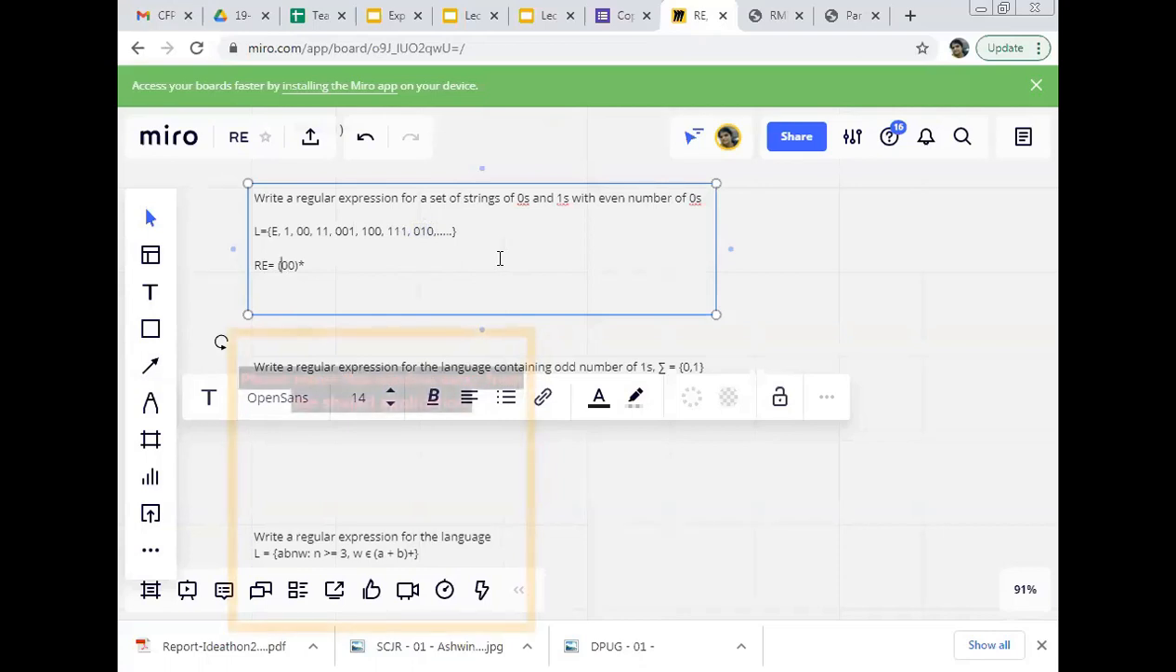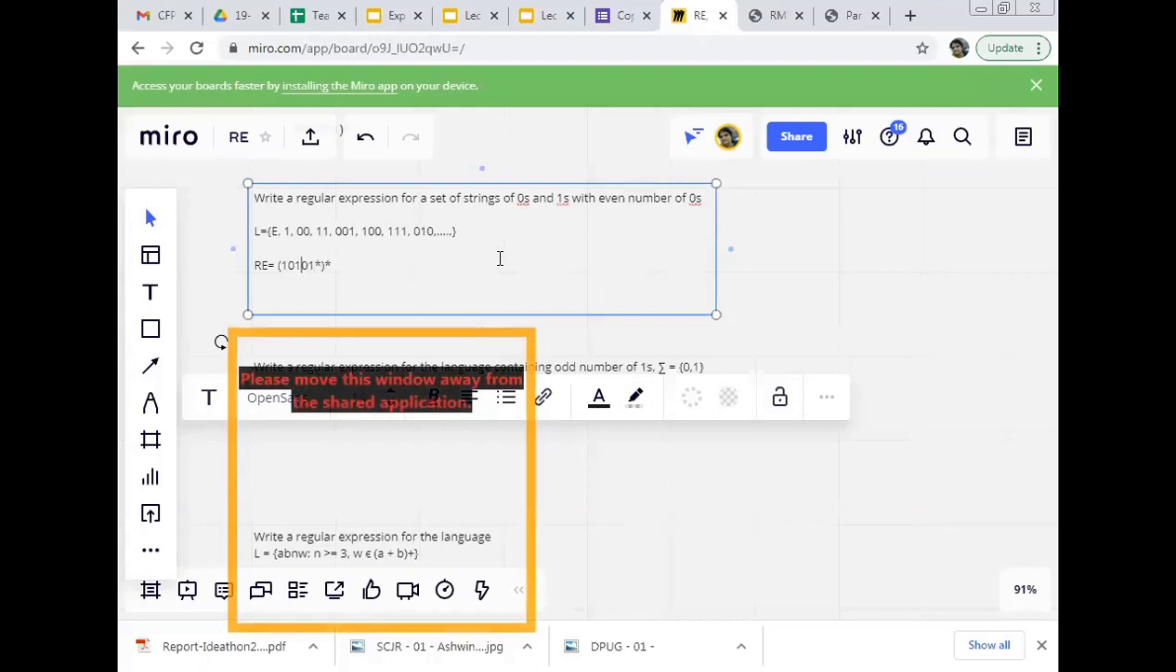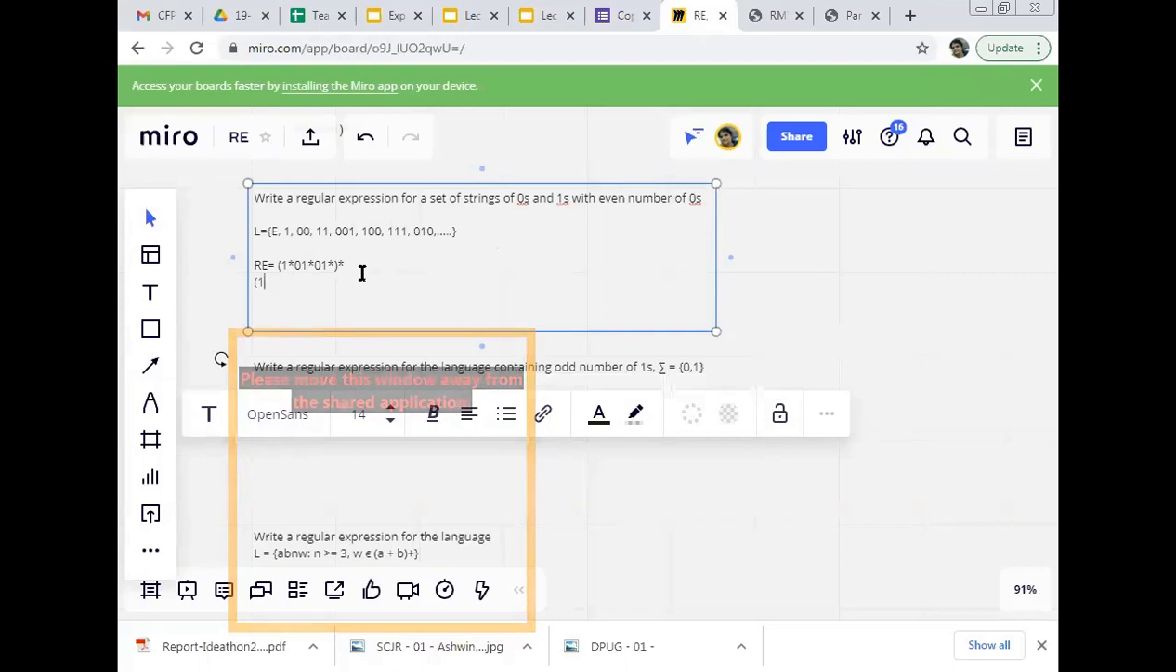Okay, so 1 can be repeated anywhere, any number of times. But if I have 0, it should be two or more times. Karthik, again the same thing. What do you mean by (1 or 0) whole star?